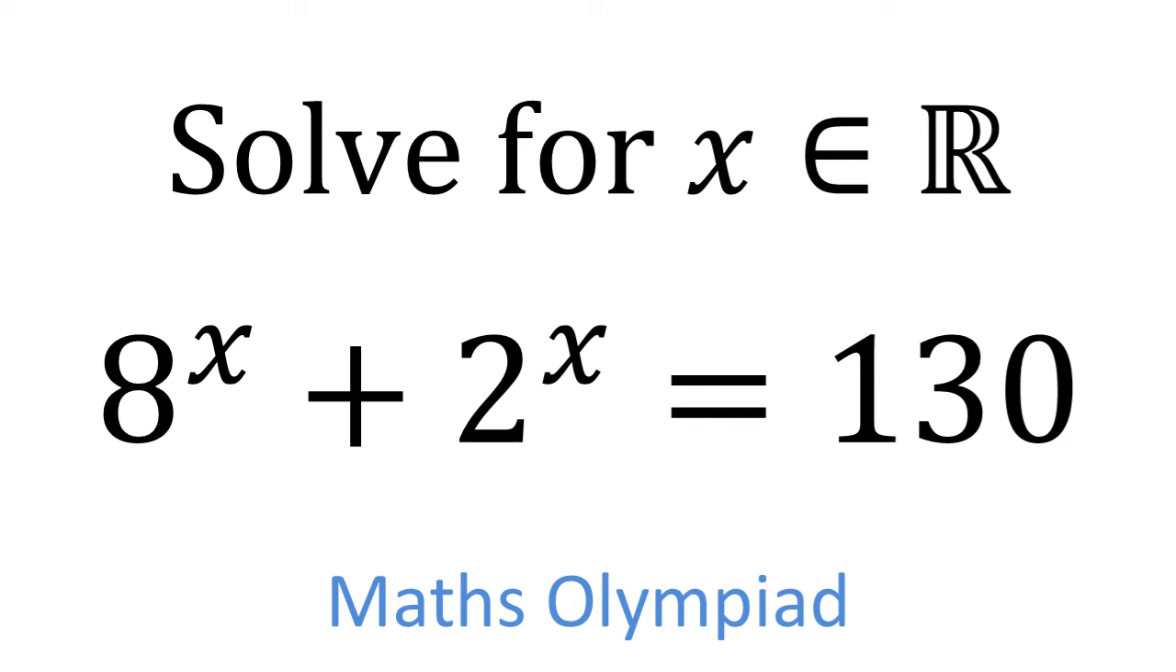This Maths Olympiad question, we need to solve for x in the real numbers: 8 to the power of x plus 2 to the power of x equals 130. So we've got our equation, 8 to the x plus 2 to the x equals 130.